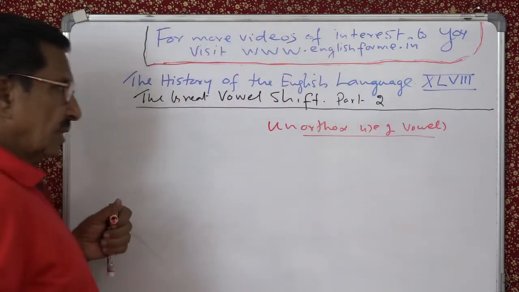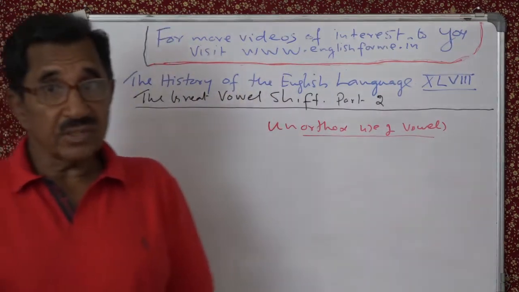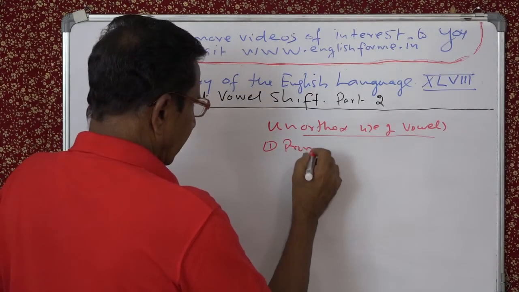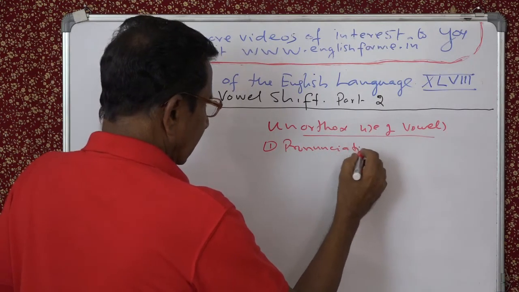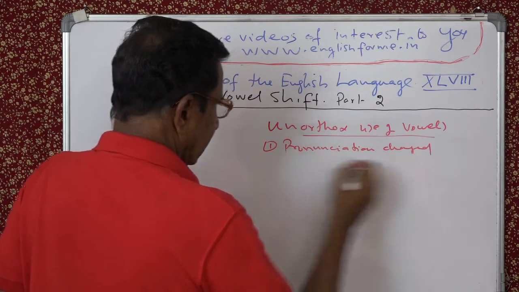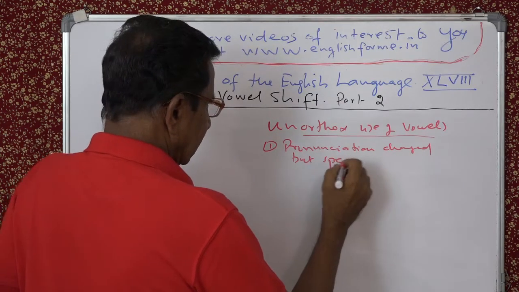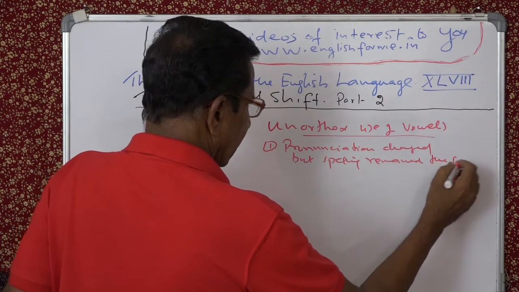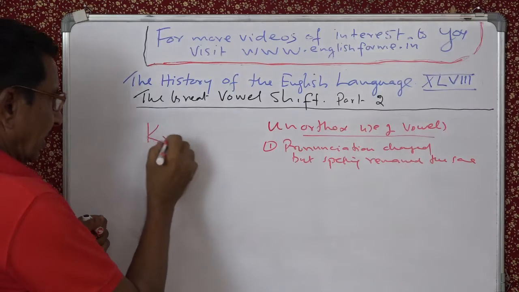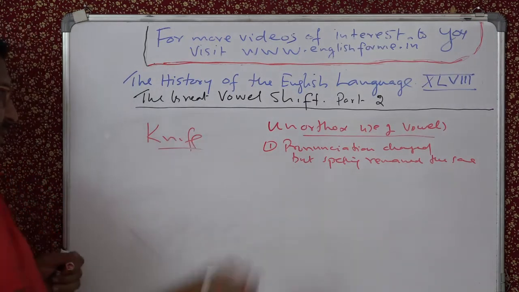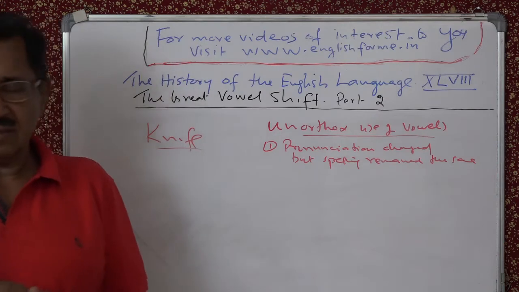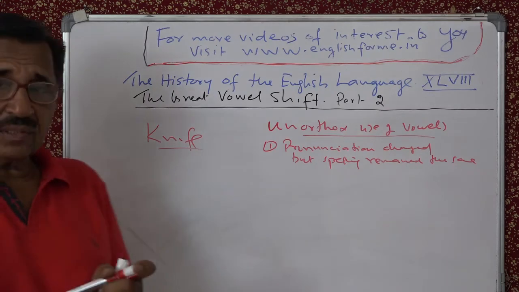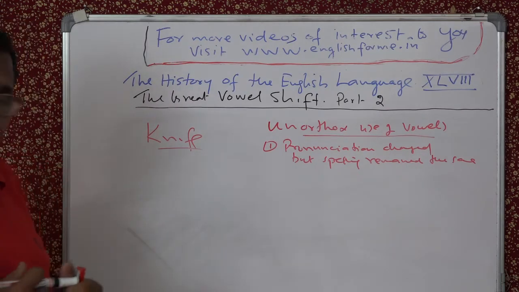For one thing, the pronunciation changed. That's one reason. Pronunciation changed, but spelling remained the same. A very good example is knife. See that? Pronunciation changed, but the spelling remains the same. K is silent. So we have the unorthodox use, which means one vowel letter stands for many sounds.